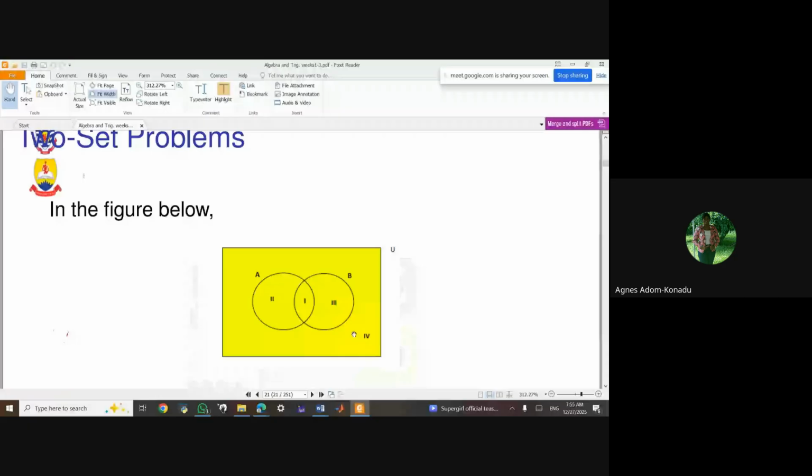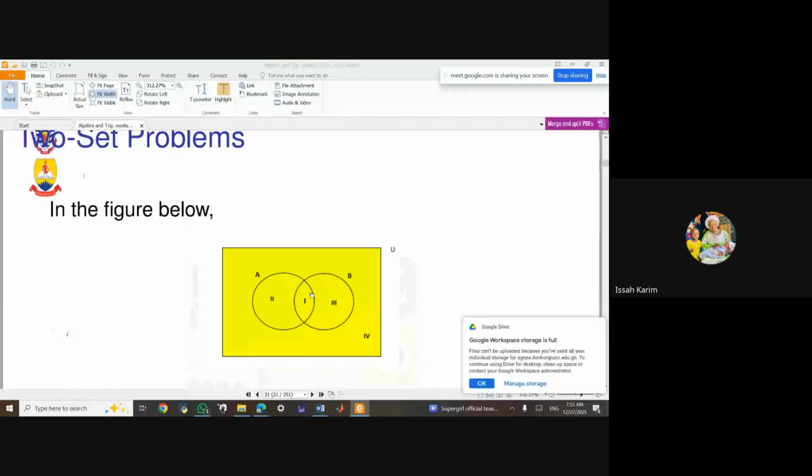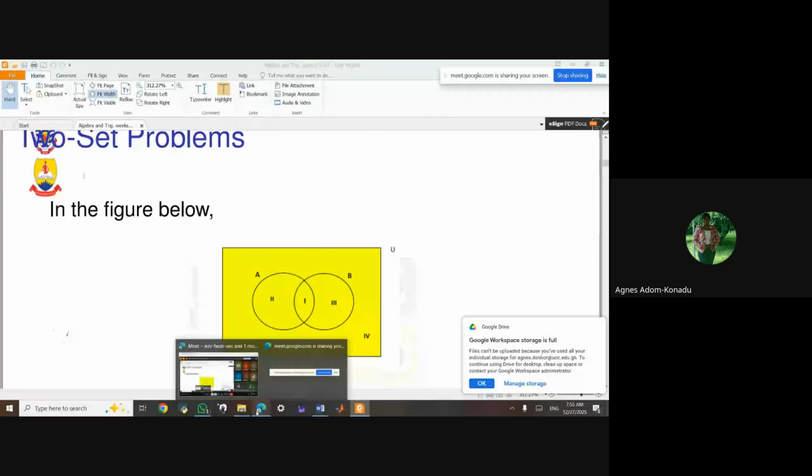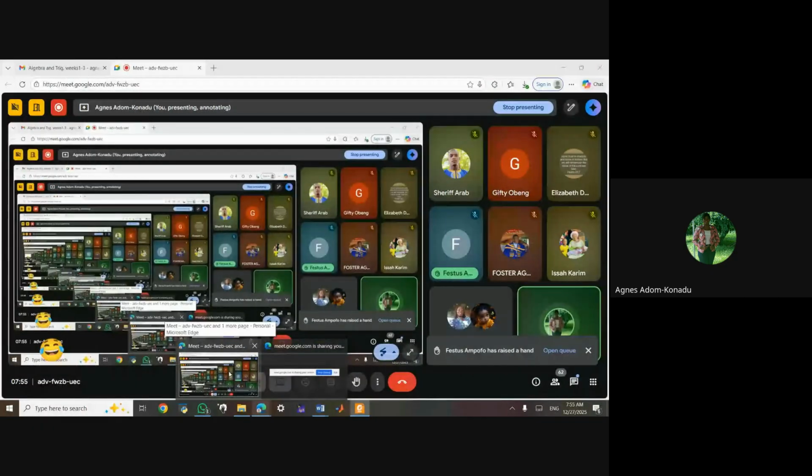Do you agree? But the example, madam, is A difference B. In that case, region 4 becomes disjoint to A and B. So at that point, we're not going to add region 4 to that part. So we're only going to handle A and B, and that is where the A minus B comes. At what point do we have disjoint?